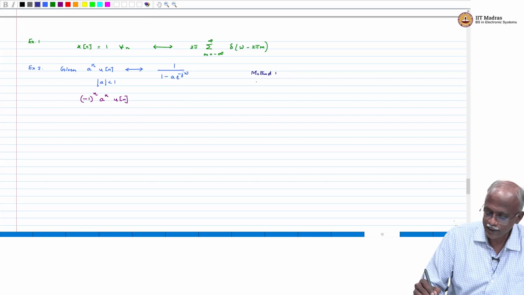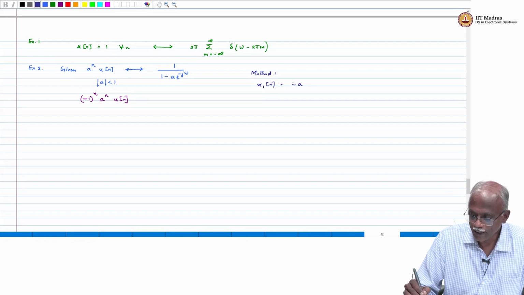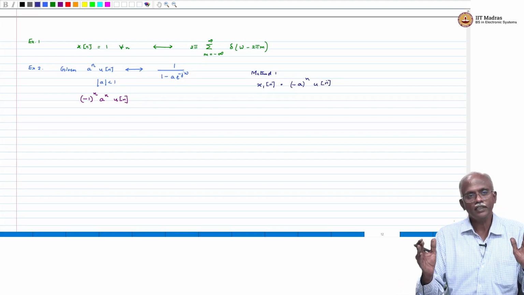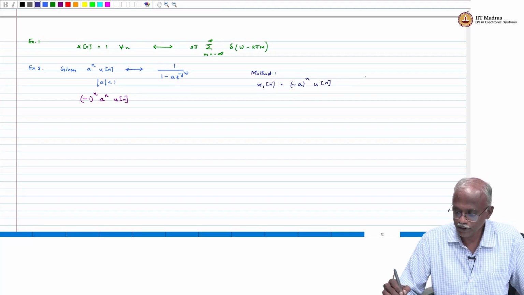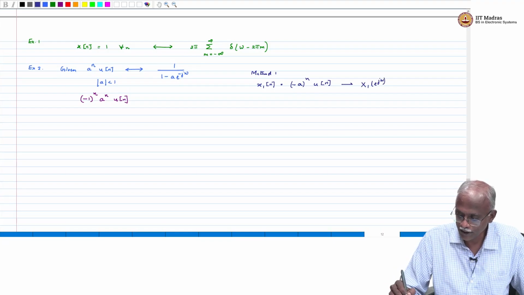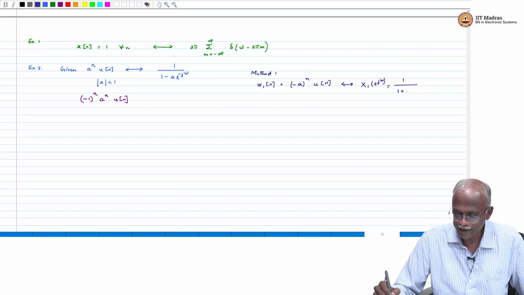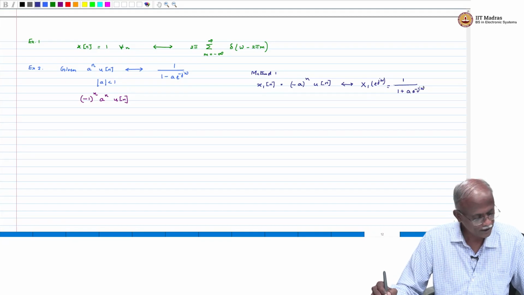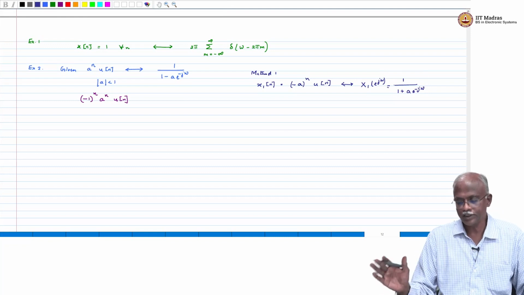Method 1 says that there is a new sequence which is x1 of n, which is equal to minus a raised to the power n u of n. So, in other words, wherever there is a, you replace it with minus a, that is the new sequence. So, according to this approach, the discrete time Fourier transform X1 e of j omega will be 1 over 1 plus a e power minus j omega. Am I right?